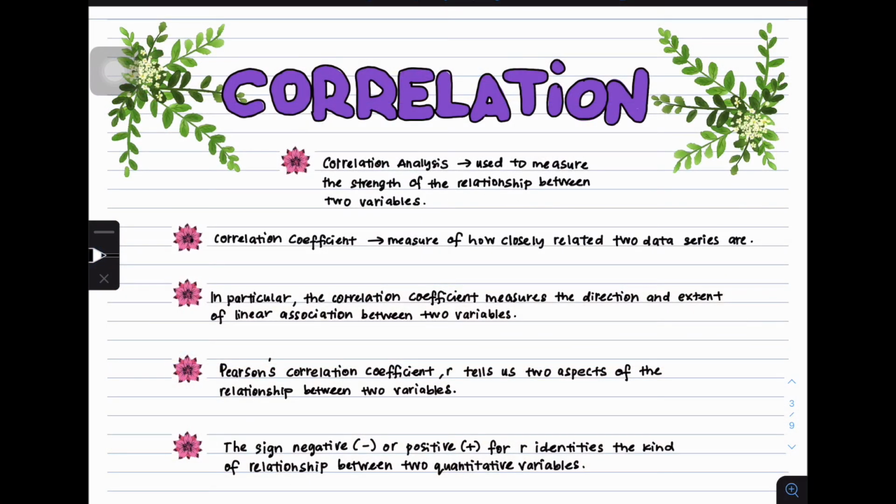Okay, just now kita dah tengok macam mana kita boleh measure the relationship between two variable, dependent and independent variable, by visualize the data in the graph, okay, that we call as a scatter plot. Now we want to see about the correlation. Okay, so correlation analysis is used to measure the strength of the relationship between two variable. Okay, so katakanlah kita ada dua variable, dependent and independent variables.